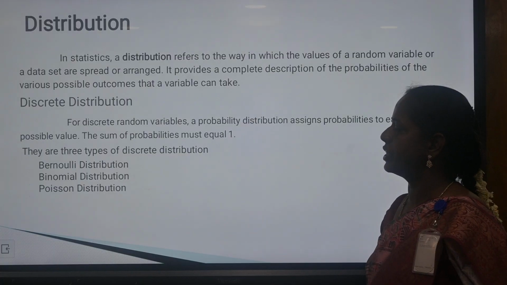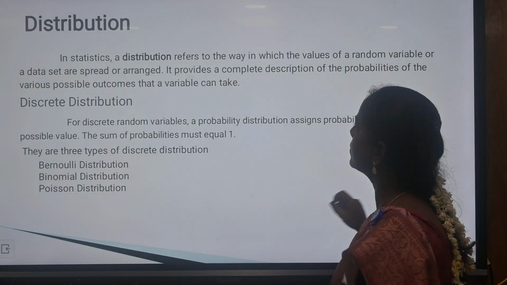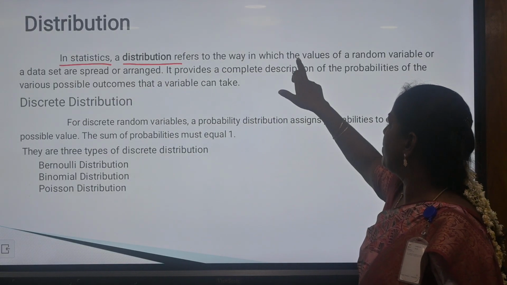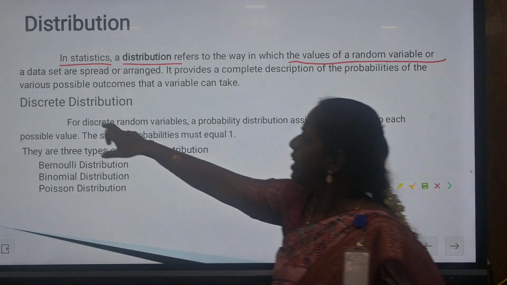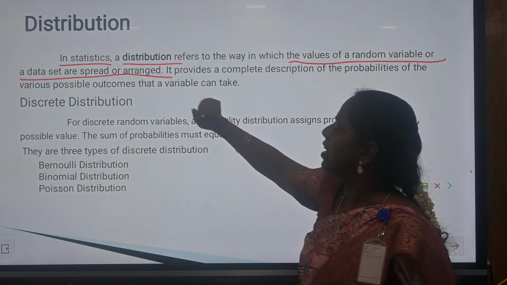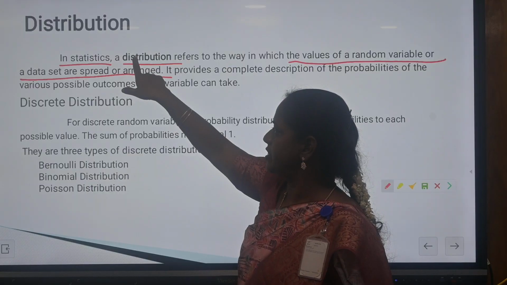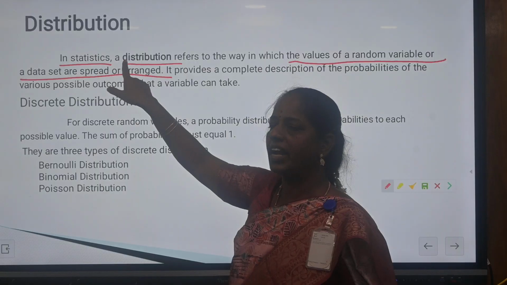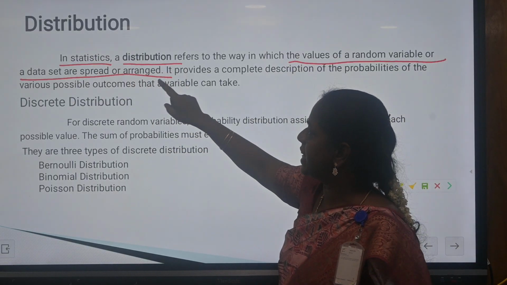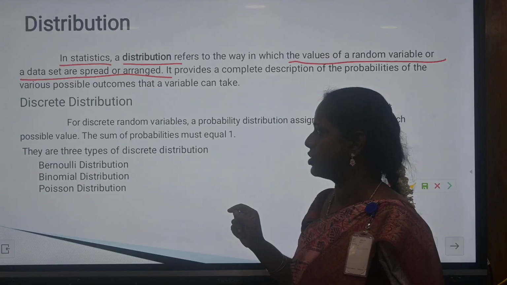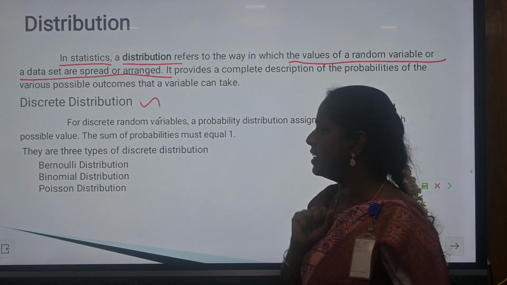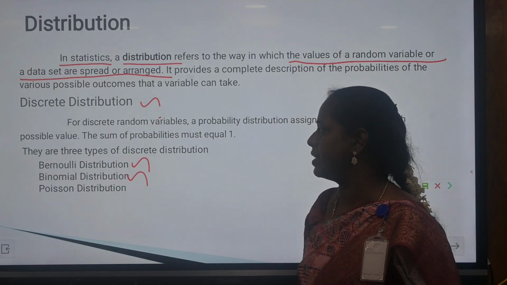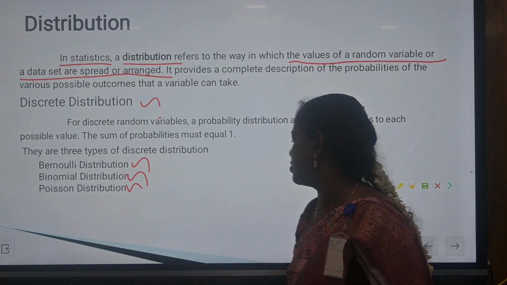Next is distribution. In statistics, distribution means how the values of a random variable or data are spread or arranged. There are two types of distributions. The first one is discrete distribution. In discrete distribution, there are three types. The first one is Bernoulli distribution, the second one is binomial distribution, and the third one is Poisson distribution.